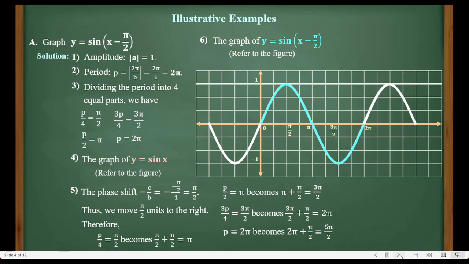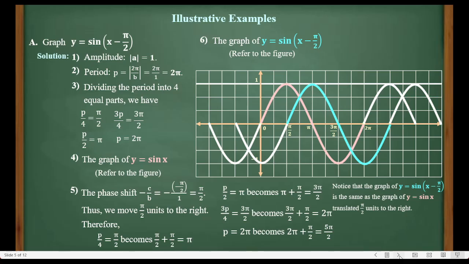Okay, observe that from a red graph, it is changed to blue. The blue graph is the one we're going to move to the right by pi over 2 units. Look. Therefore, itong graph na nakikita nyo, na ginalaw natin pakanan, ito yung graph nitong blue function na to. And that is how we trace the graph. Okay? Next.